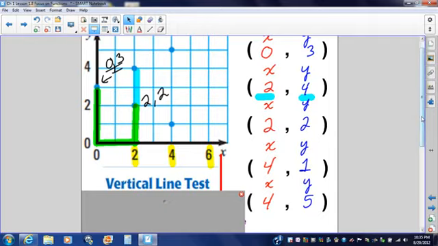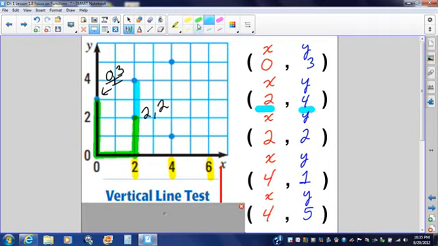Now, the old way of testing if it was a function would say look at your x's. I have a repeater here and I have a repeater here. I cannot have 2 King Xaviers in the same kingdom. They will go to war and fight, so this is not a function.